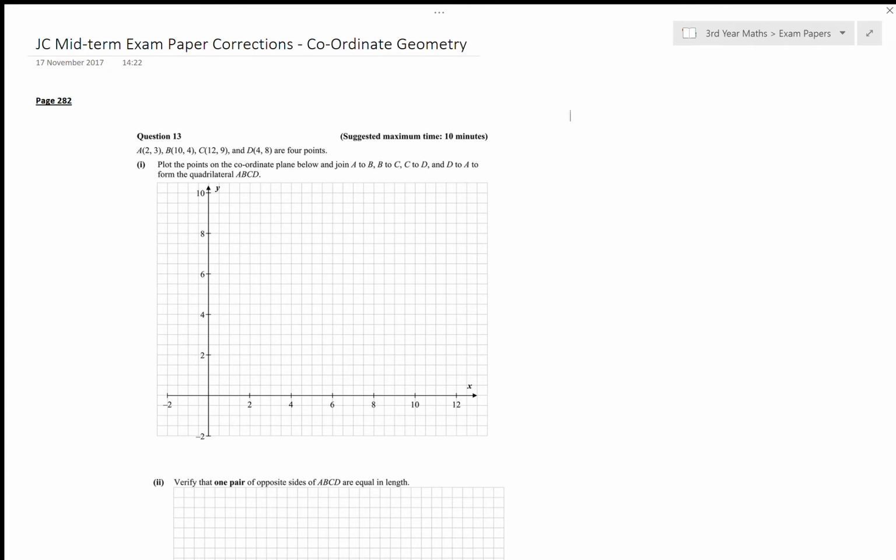Right, okay. So the first question we're looking at here is page 282, question 13. The question asks to plot the points on the coordinate plane below and join A to B, B to C, C to D, and D to A to form a quadrilateral ABCD. So the first point I'm going to plot is A, which is 2 and 3. So you go to your x-axis, you go to 2, then you go up as far as 3, and you plot your point.